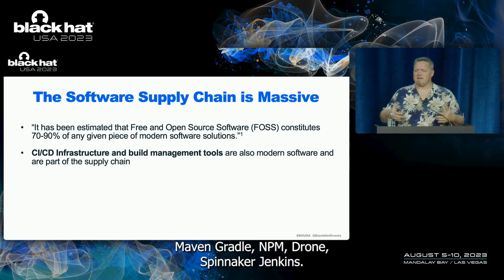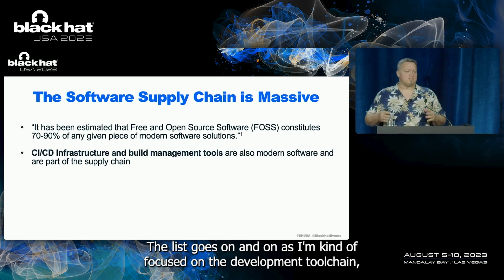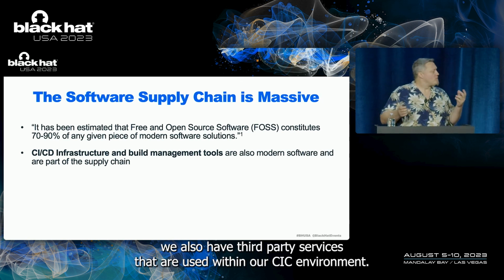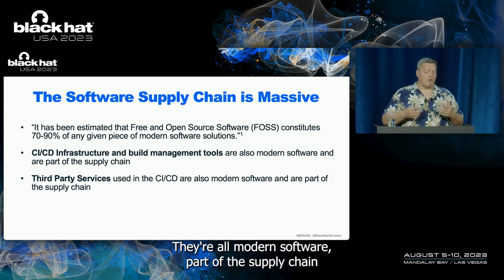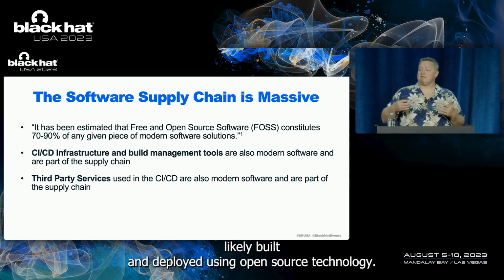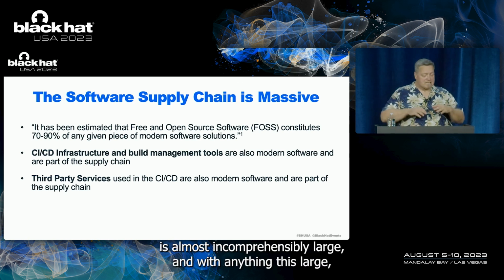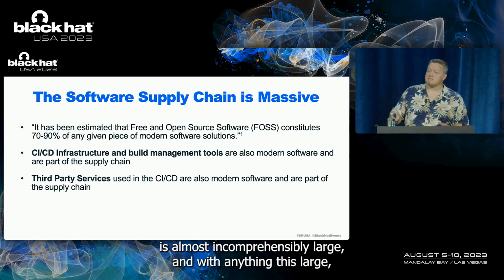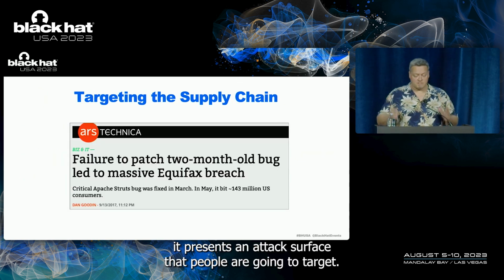Maven, Gradle, NPM, Drone, Spinnaker, Jenkins, the list goes on and on. As I'm focused on the development tool chain, we also have third-party services that are used within our CI/CD environment. They're all modern software, part of the supply chain. And they, too, are modern software made of open source, likely built and deployed using open source technology. When you think about it, the software supply chain is almost incomprehensibly large. And with anything this large, it presents an attack surface that people are going to target.